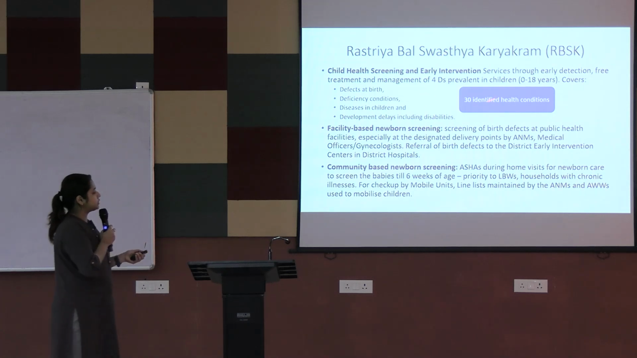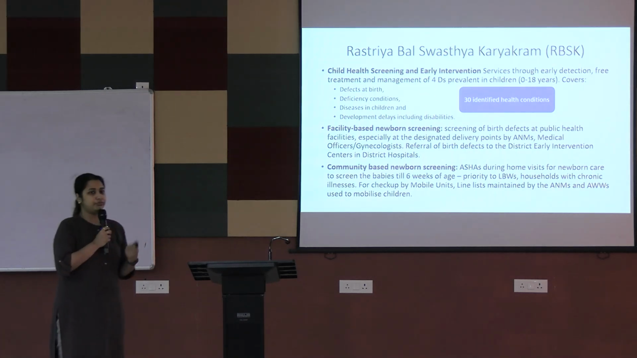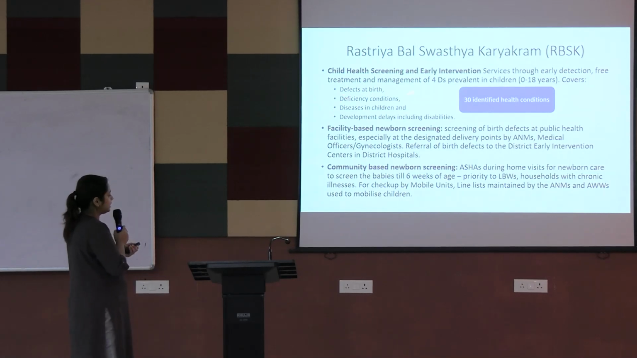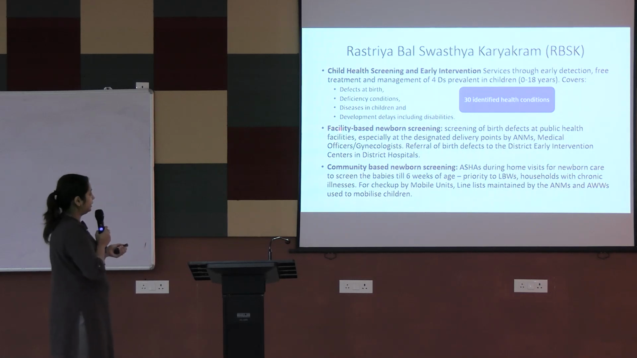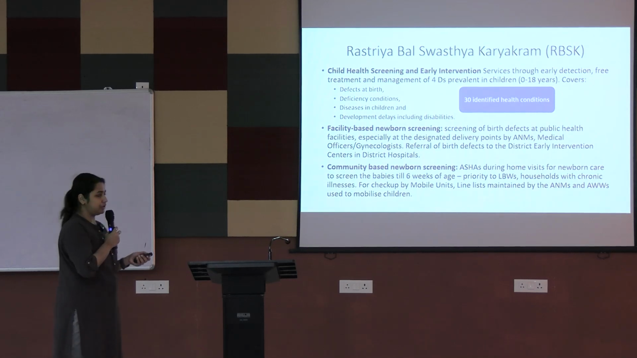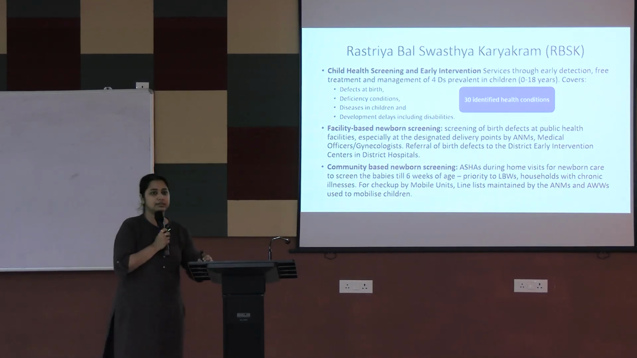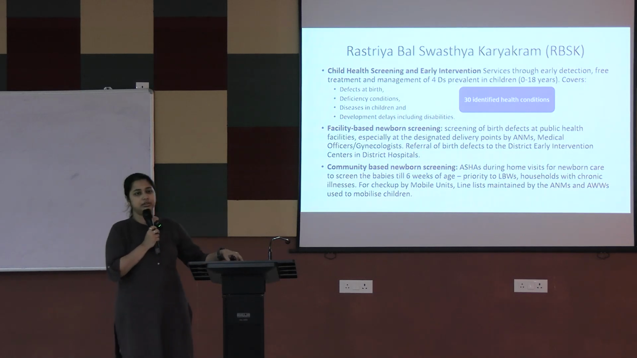Of 4 Ds which are prevalent in children. What are the 4 Ds that are prevalent in children? Defects at birth, deficiency conditions, diseases in children, that is childhood diseases, and developmental delays including disabilities. So all these 4 Ds are covered under RBSK, and these include 30 identified health conditions. There are several health conditions that are identified under RBSK. If a child is diagnosed with that, then their management and treatment becomes free under RBSK scheme.